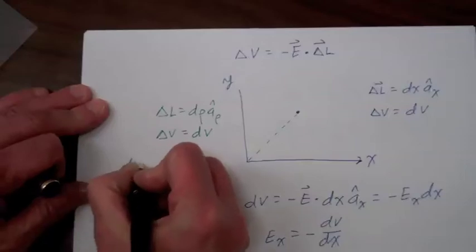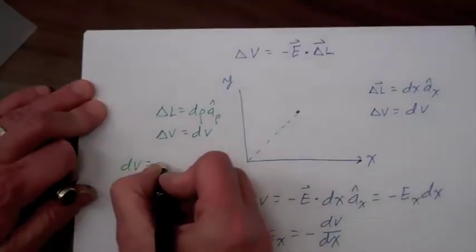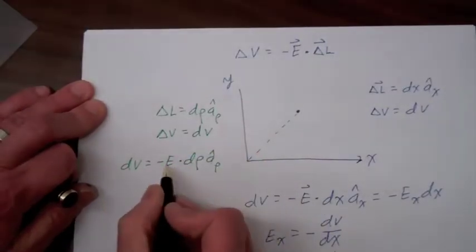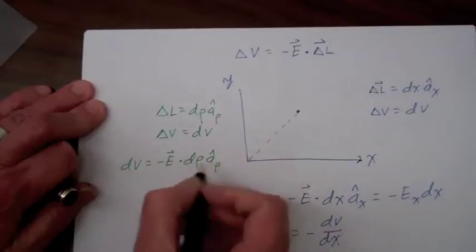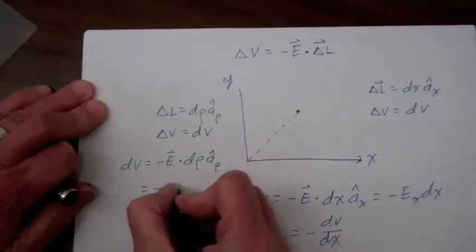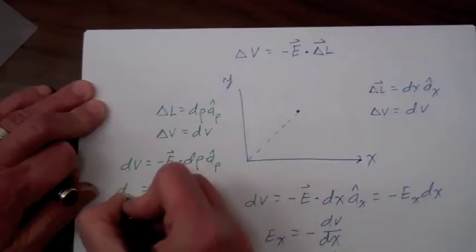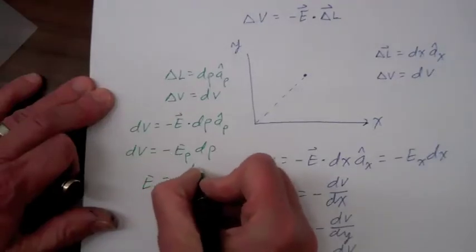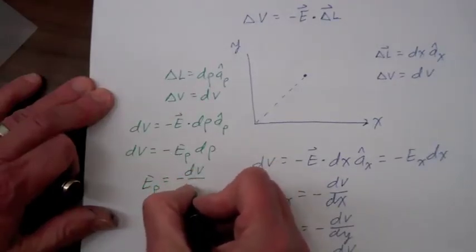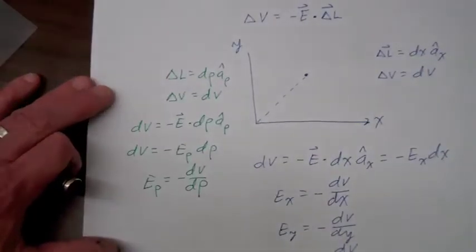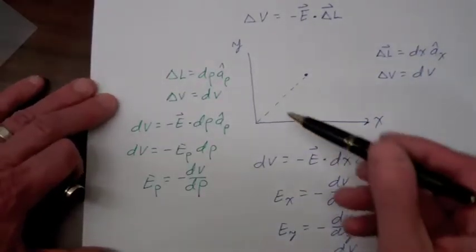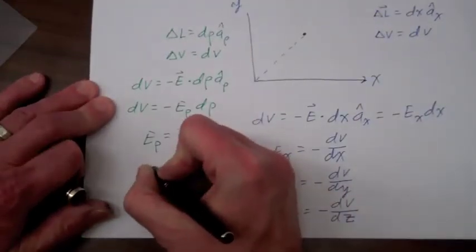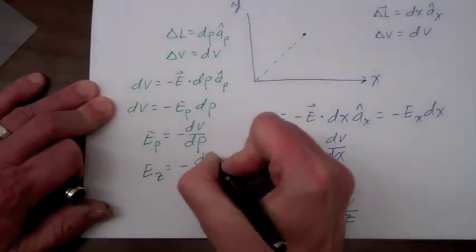So now let's go back to this expression and plug in for delta V and delta L. So we have dV is equal to minus E dot d rho a sub rho. E dot a sub rho is just the electric field in the rho direction. So solving for E sub rho, it's equal to minus dV d rho. And you can make the argument that the z component is identical as in Cartesian coordinates. So E sub z is equal to minus dV dz.